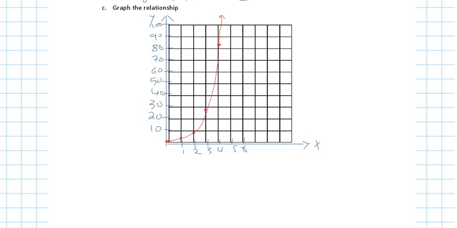Are we okay with this? Yes. Does it look exponential to you? Perfect. If it doesn't, that means you've made some big silly mistakes that you have to go and look at, right?